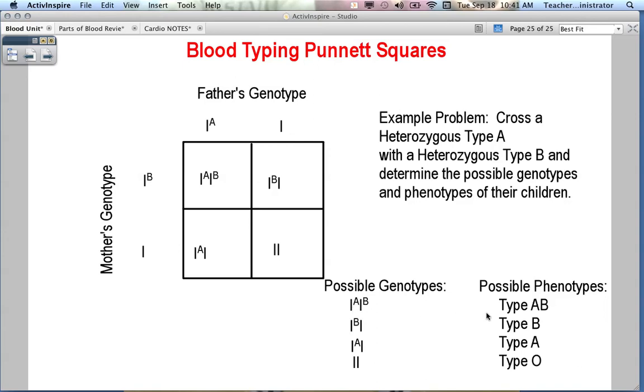So this one equates to type AB blood. This one equates to B because the B wins out. This one equates to type A blood for the phenotype. And finally, this one equates to type O.